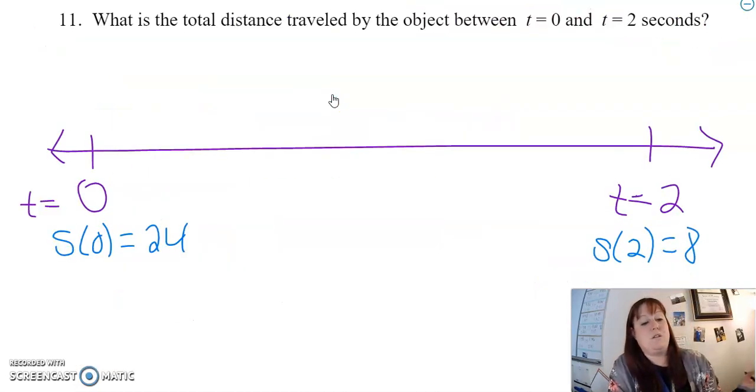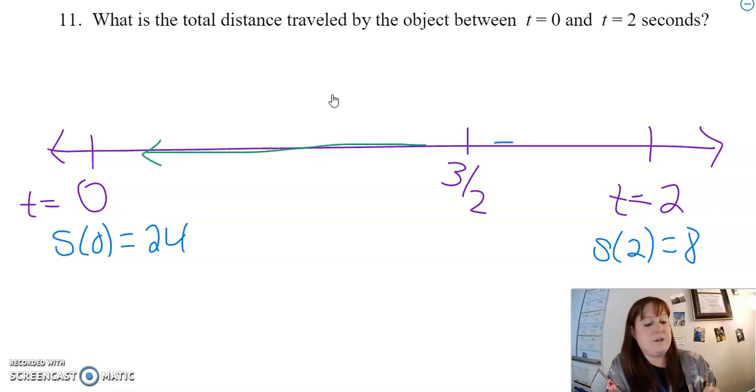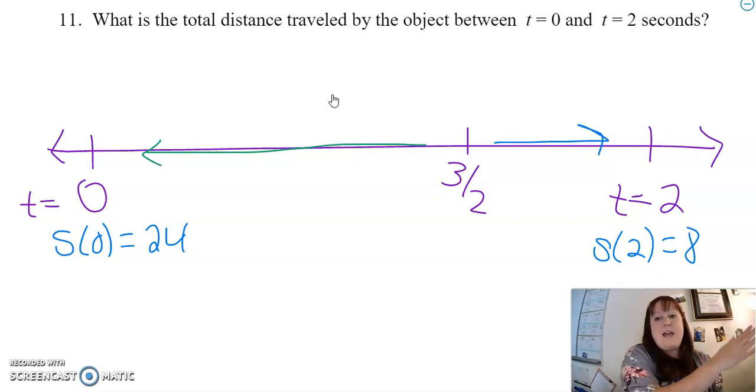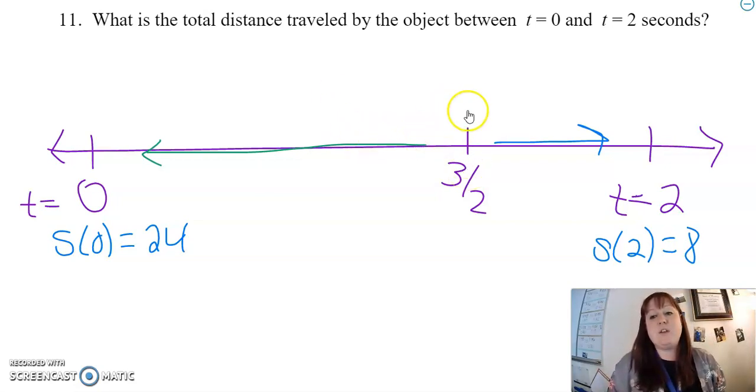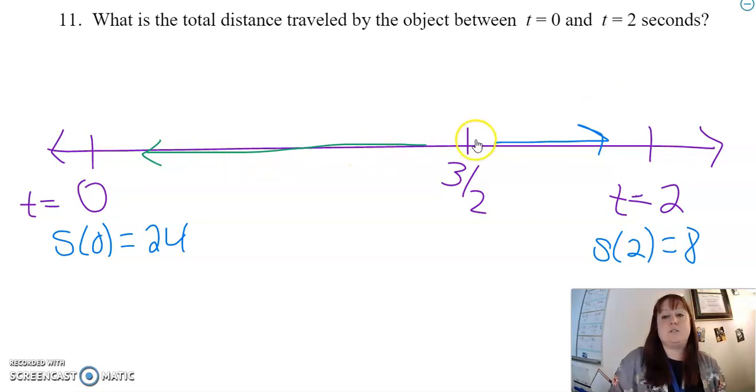So we were traveling left until 3/2. We were traveling left, and then we were traveling right. So we traveled left, and we went a ways, and then we turned around and we went back. So we have to add both of these distances together. So we find where we turned around. We figure out how far we traveled here and how far we traveled here, and we add them together, right? Okay, so this is me traveling back to my house, and then I turned around and came back to school. So I add those two together.